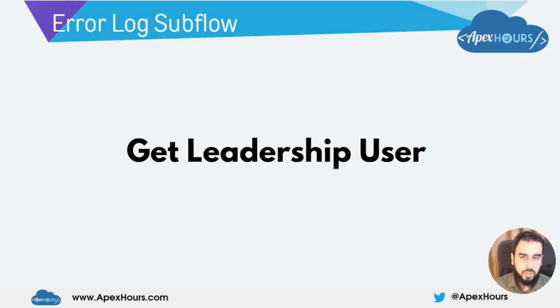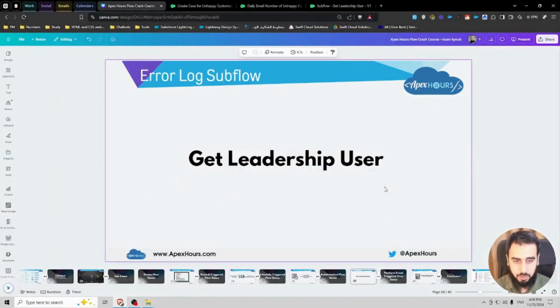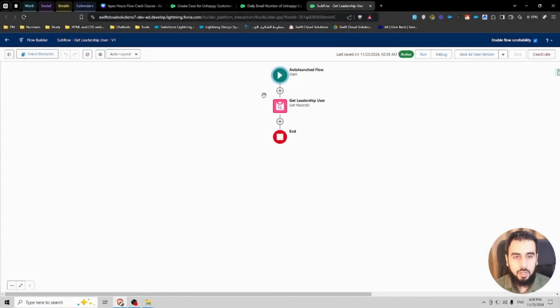So what we're going to do is create a subflow, and we're going to call it from these two places. And if the leadership user changes, we update it in the subflow, and then it updates automatically in the other two. Let's see how to do that. So I created this auto-launched flow, and it only has one thing in here.